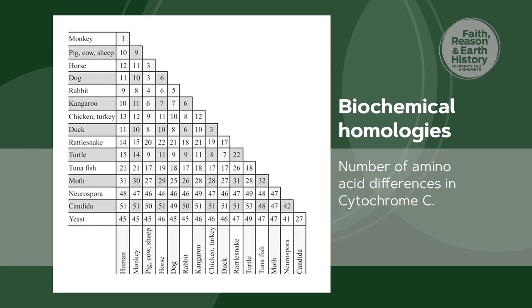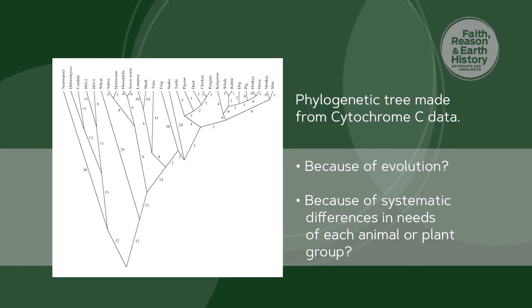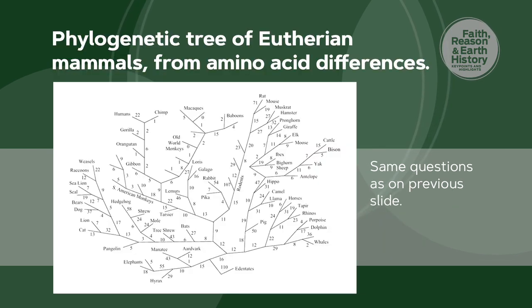You can then take these numbers, these amino acid differences, and use them to make a phylogenetic tree from that cytochrome C data. And the ones that are most similar end up being close together on this phylogenetic tree, just like a normal evolutionary phylogenetic tree. So the mammals are together, the fish are together, etc. And so again, we ask, is it because of evolution or because of systematic differences in the needs of each animal or plant group? In other words, are they similar or different because the Creator knew what kind of cytochrome each one needs? You can use similar data to make many other phylogenetic trees.